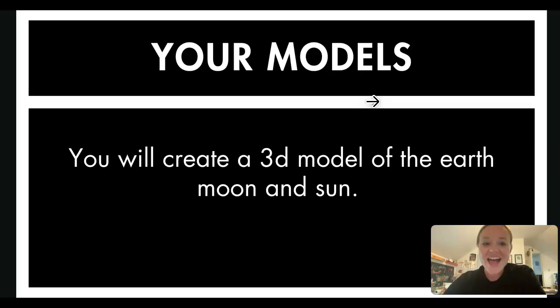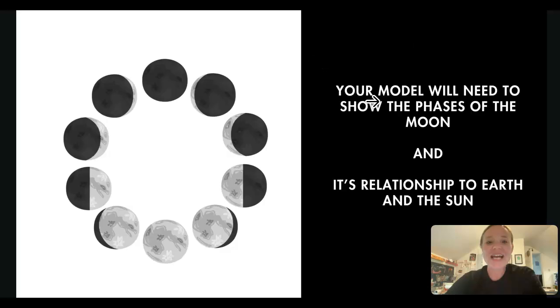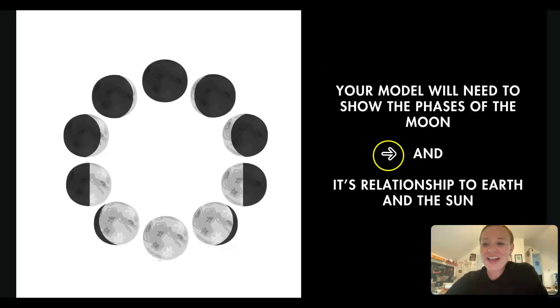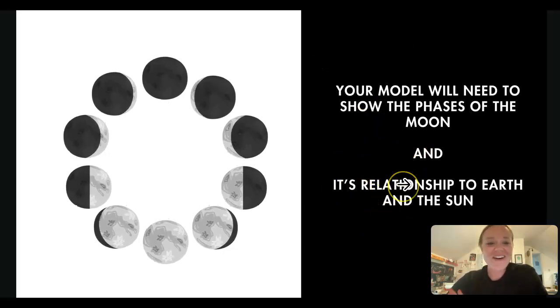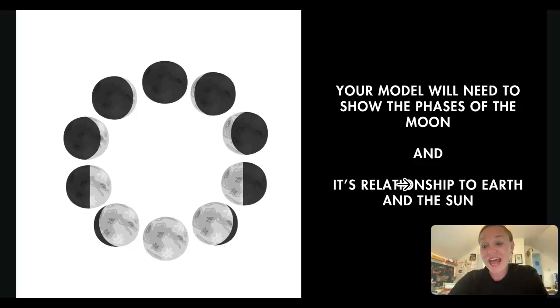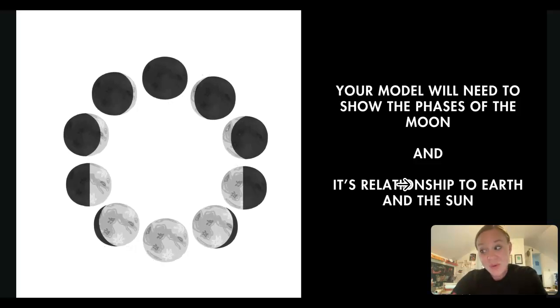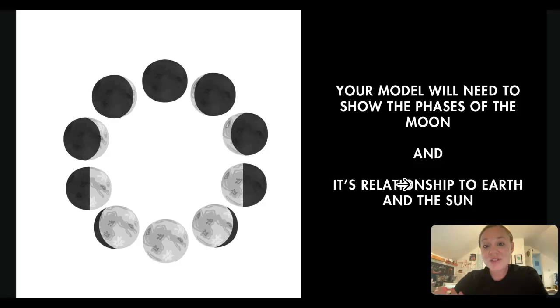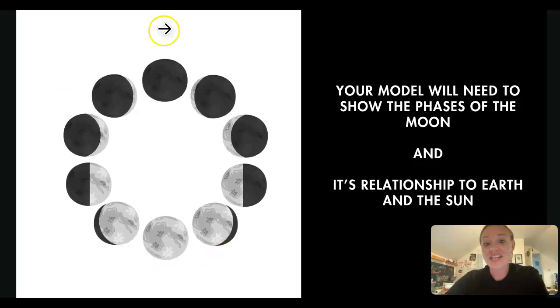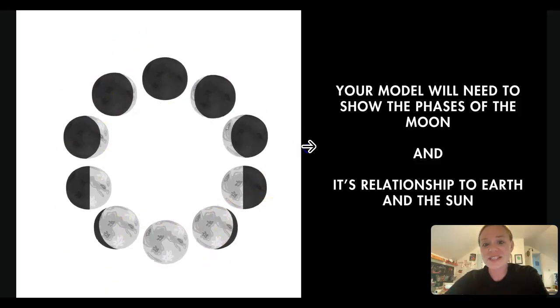what's going on. So for this project, you are going to create some sort of 3D model of the Earth, Moon, and Sun. And so what you need for this project is an Earth, a Moon, and a Sun. And your model, you're going to show how they all have a relationship to one another and how you can use your model to demonstrate what you understand about each of these moon phases.